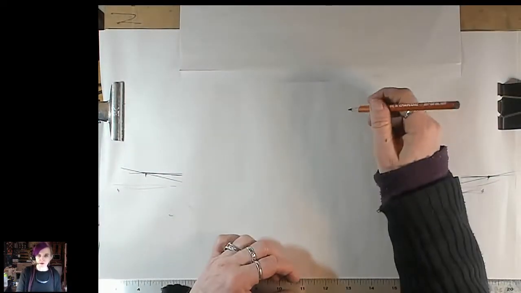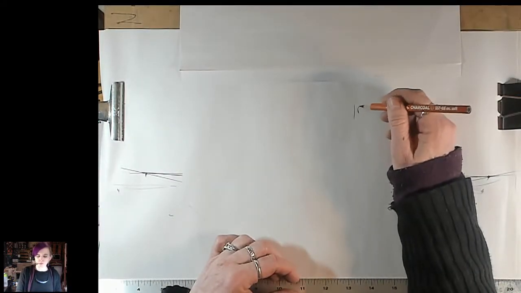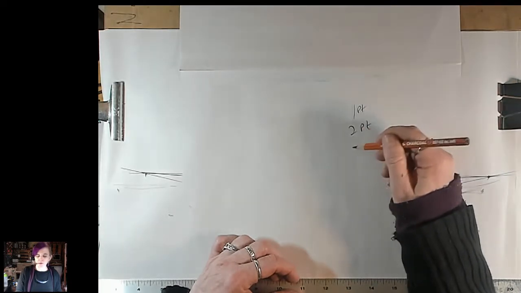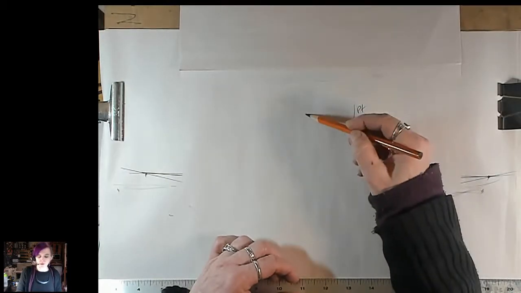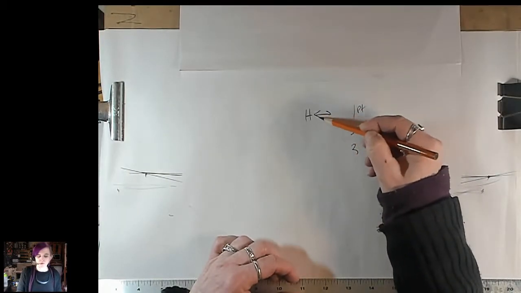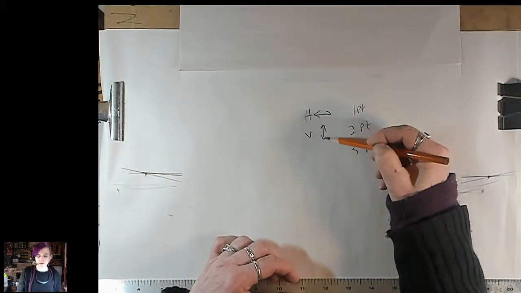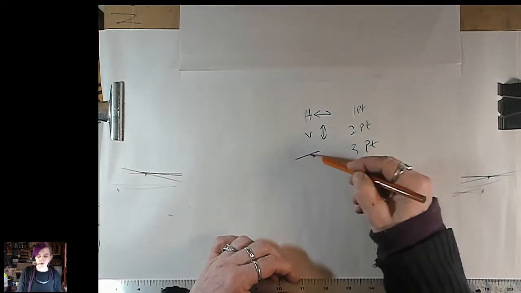Okay. 3 kinds of perspective in our world. 1-point perspective, 2-point perspective, 3-point perspective. 3 kinds of lines in our little world. Horizontal lines, vertical lines, and converging lines.